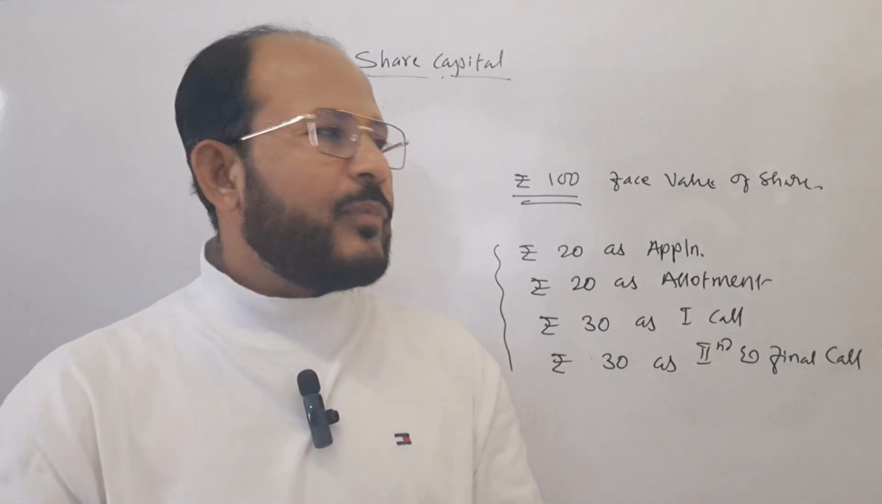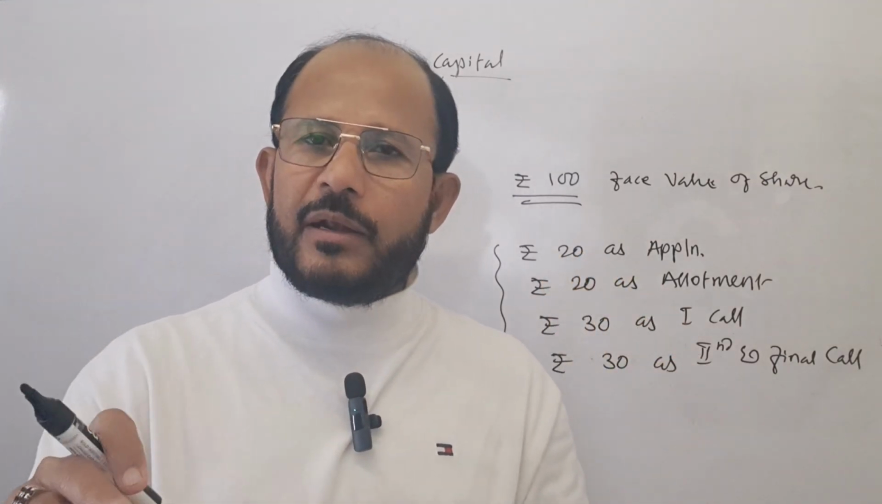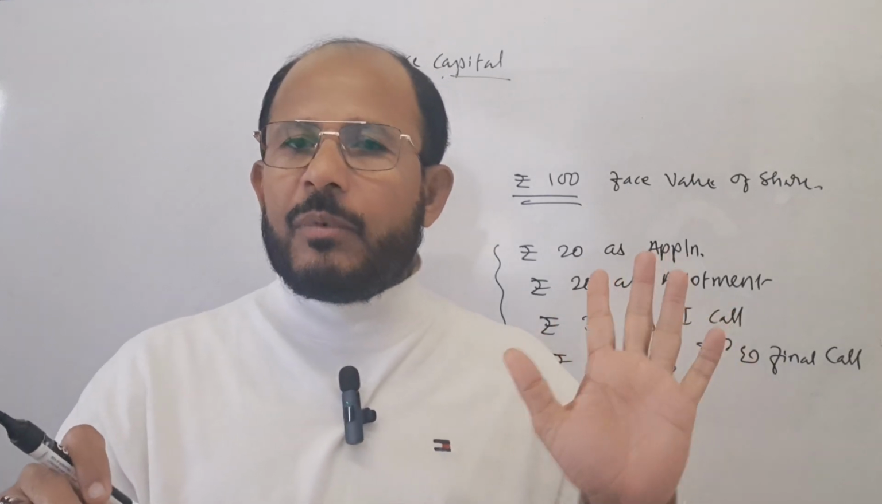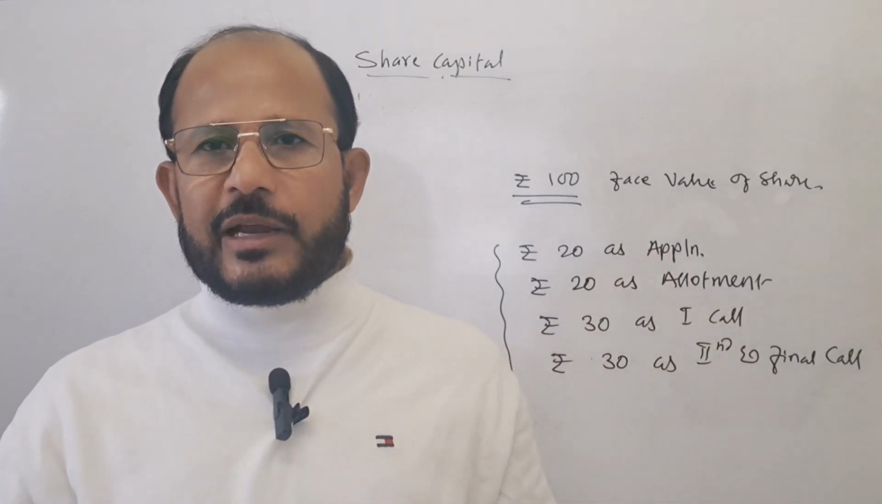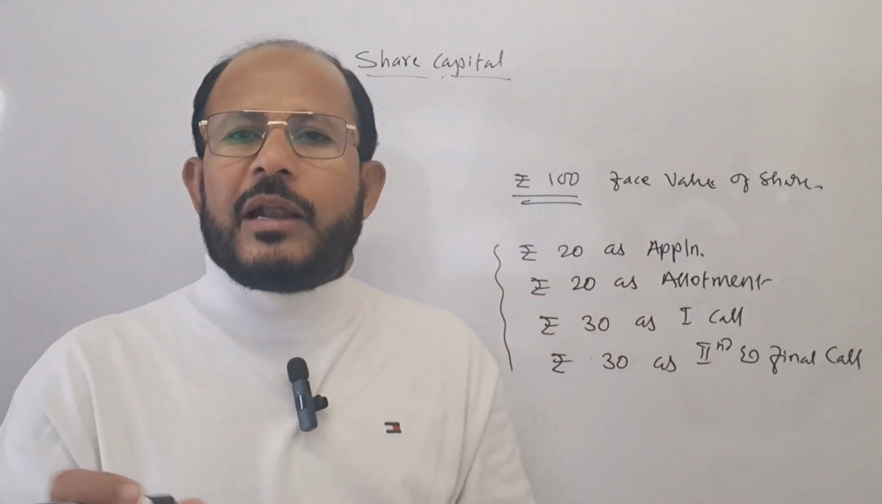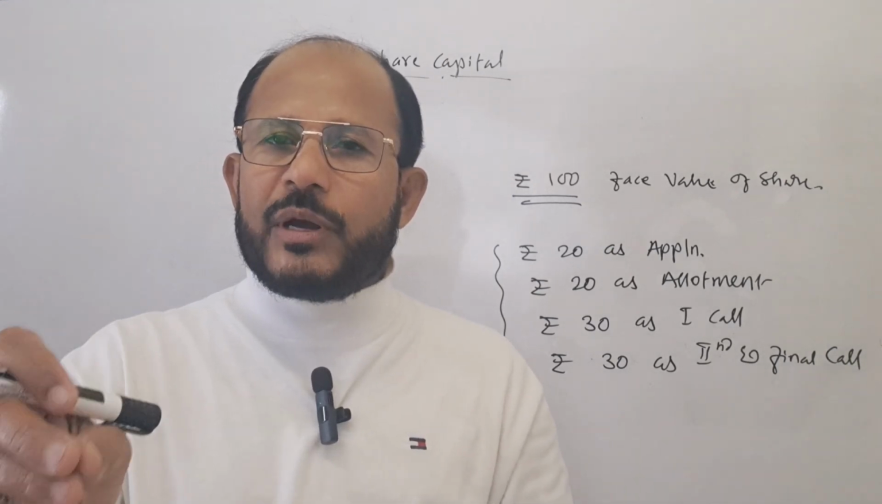What is the meaning of this? Rupees 20 per share is required to be paid by the applicants at the time of application itself, but they have not become the shareholders yet. Here they become the shareholders only after the allotment, but at the time of application they are required to send rupees 20 per share.